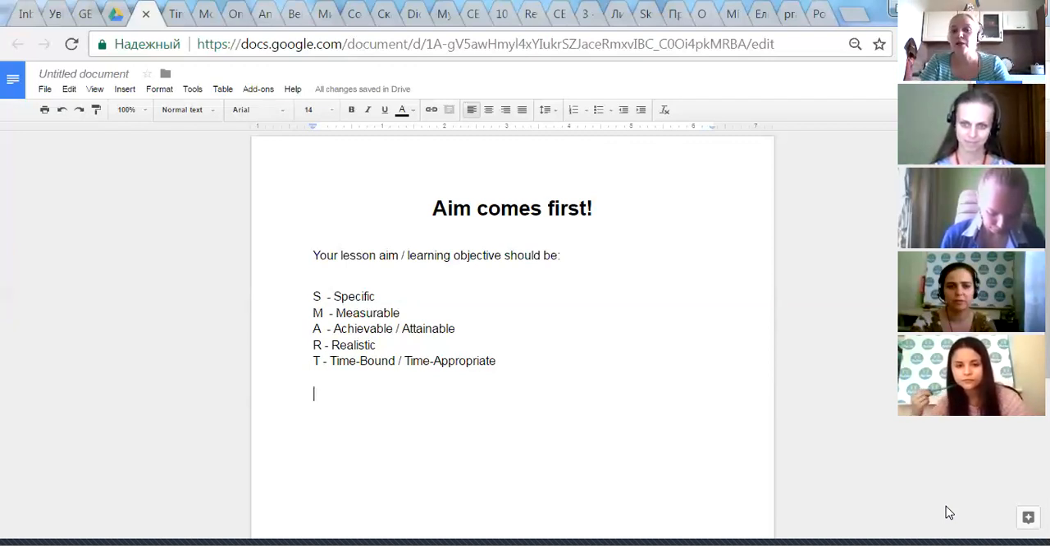And the last one, time-bound or time-appropriate. What about it? Any ideas? Natalia is an observer. You're good as an observer, but I'd like you to participate. Anyone? Time-bound, time-appropriate. Whether you can achieve the aim within the time boundaries of the lesson. You can plan the activities by minutes. This one appears to be the easiest, right?